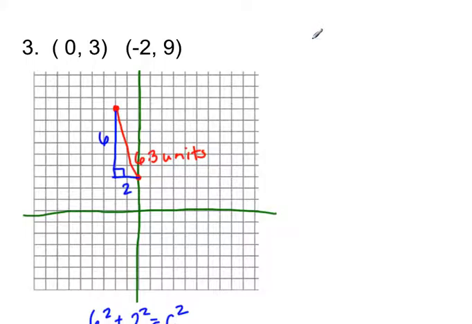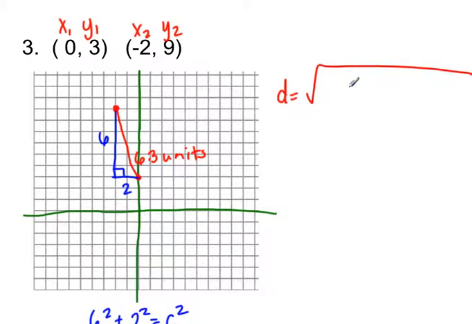Alright, so to do this, you're going to label them x1, y1, x2, y2. Here we go. You're going to subtract your x's, add the subtraction of your y's.